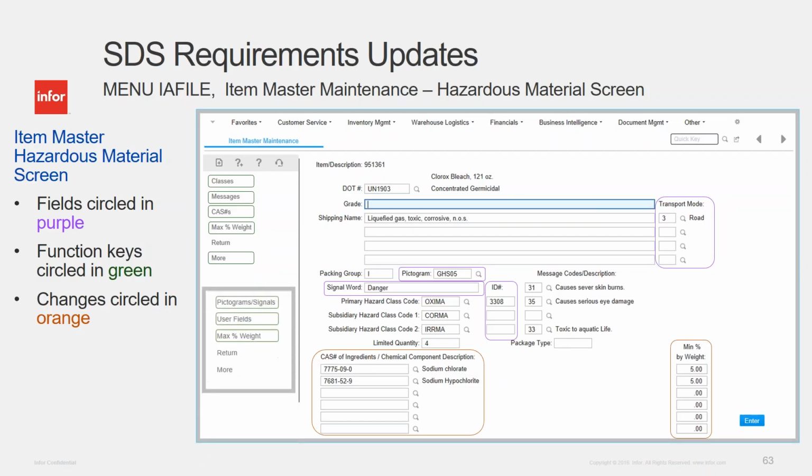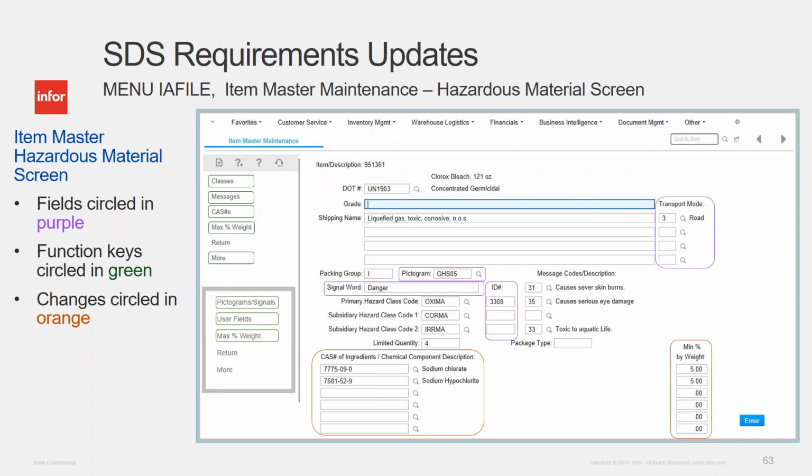Okay, so here's a visual. In purple, we have changes. Transport mode, pictogram 1 displays, use the F6 key to go enter more, signal word, and the ID number. Orange are changes. Case numbers, we're showing you the first 6. Use the F5 key to add more. The min percent by weight, use F10 to see the max percent by weight.